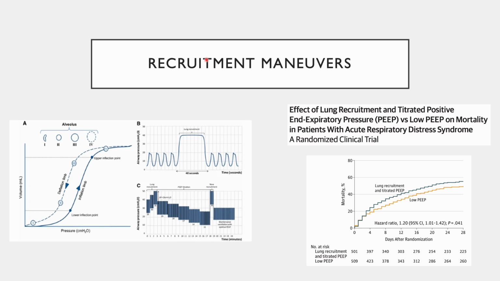Recruitment maneuvers, however, fell out of favor following the publication of the 2017 ART trial in JAMA, where lung recruitment with titrated PEEP was associated with higher mortality, pneumothorax, and barotrauma. Of note, the initial trial protocol used PEEP levels of up to 45 with driving pressures of 15 cm water.